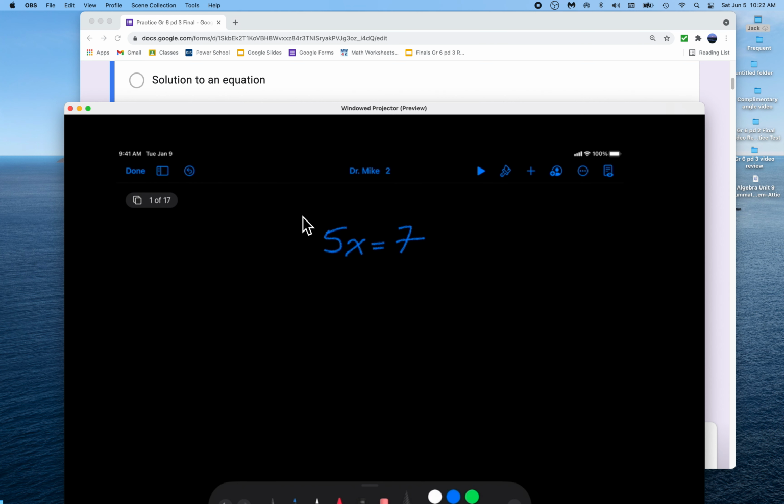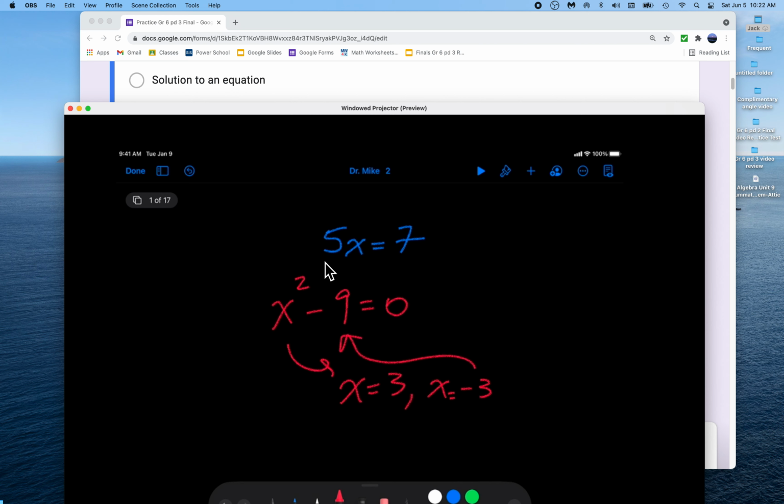A solution to an equation is when you have a value of x that makes this true. It's really that simple. As you'll see as we move into quadratic equations, sometimes there's more than one solution. So for example, if you have something like this, there are two solutions to this. X equals 3 and x equals minus 3. They both make that equation true.